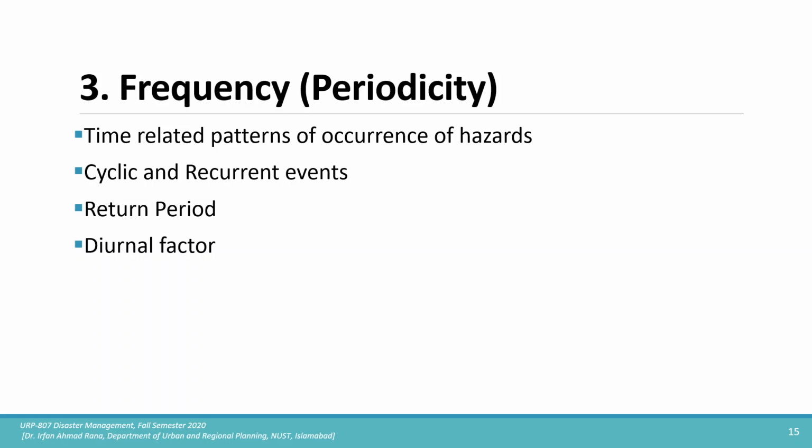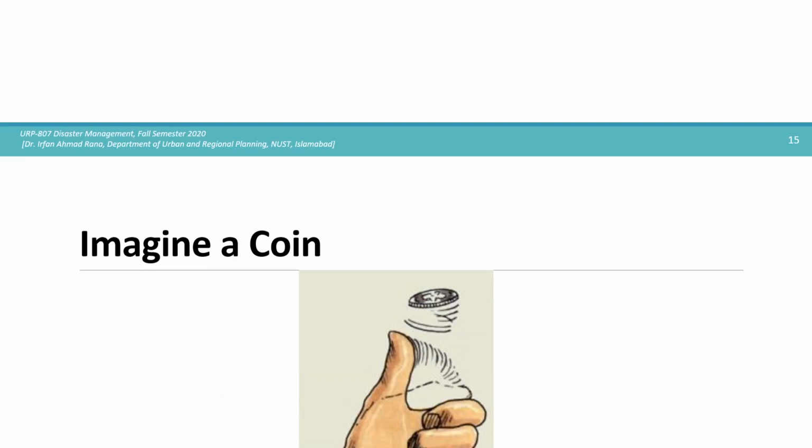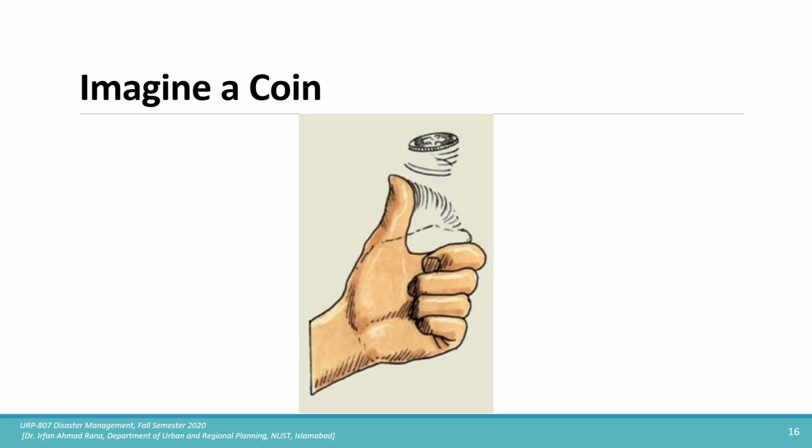So some different factors are there which might affect the frequency of disasters. Coming to the point of return period, let's talk about return period. Imagine a coin. If you are spinning the coin and you want heads or tails, depending upon how many times, what is the probability that heads will come again and again?